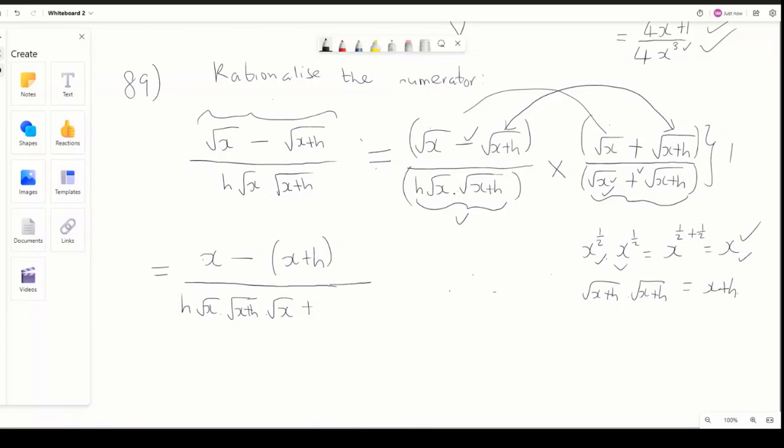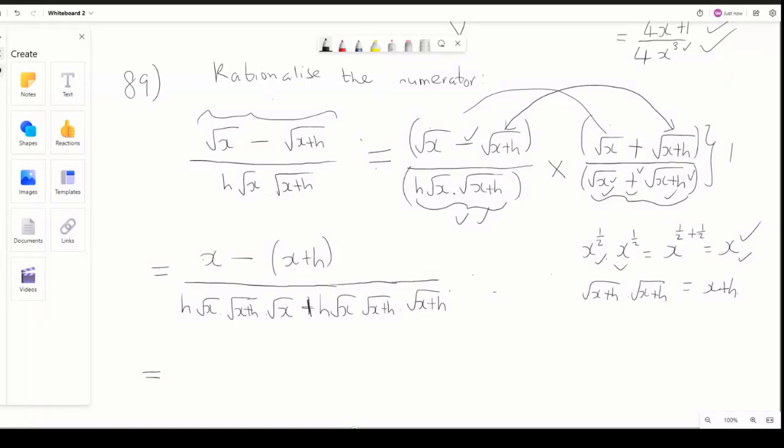Now I multiply this here by the square root of x plus h. So I say h square root x, square root x plus h, times the square root of x plus h. This one here, I've just multiplied it now. So that's where I am. Okay, right. So ultimately, remember there's a plus there. The plus comes from this plus here.